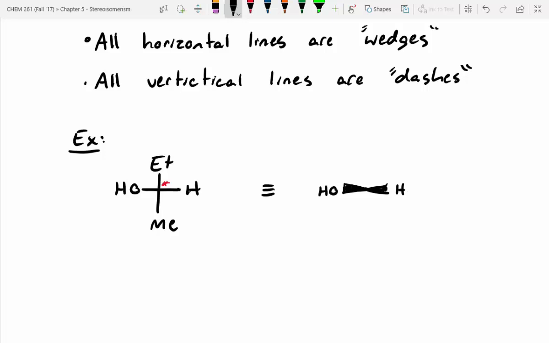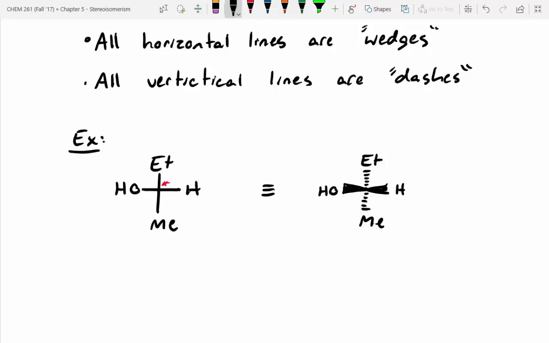Can you guys see that? And then the ethyl group coming up must be a dash, and then the methyl group going down must also be a dash. Does that make sense? So your backbone that's going vertically up and down is curved away from you. Everything else is sticking out towards you.